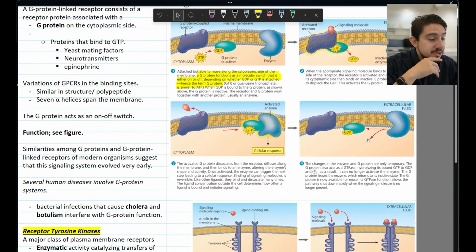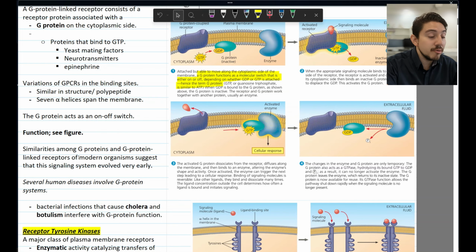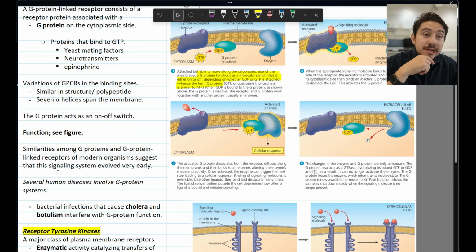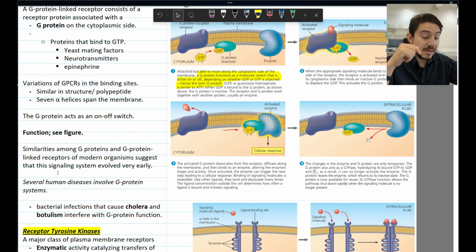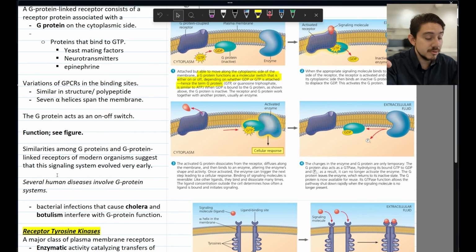Okay, and similarities, again, as I mentioned before, between many different types of proteins and even amongst the different organisms can suggest that this type of signaling mechanism evolved relatively early, with some variations happening as different organisms evolved over time. So it was one of the early signaling mechanisms.